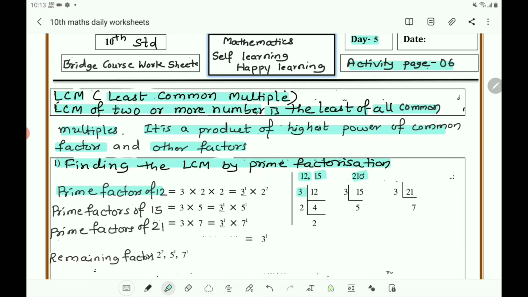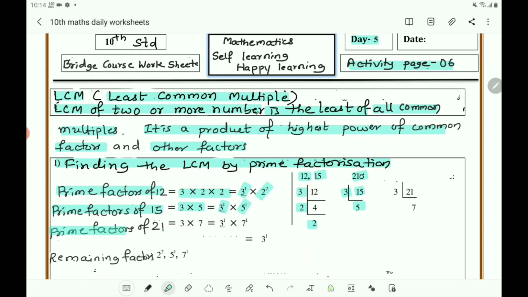You will get 3 into 2 into 2. So 3 into 2 into 2. And if you express that in terms of power, 1 time 3 is there, that is 3 power 1. 2 times 2 are there, so 2 power 2. Again prime factors of 15. 3 5s are 15. So prime factors of 15 are 3 and 5, 3 into 5, 1 time 3, so 3 power 1, 1 time 5, so 5 power 1.